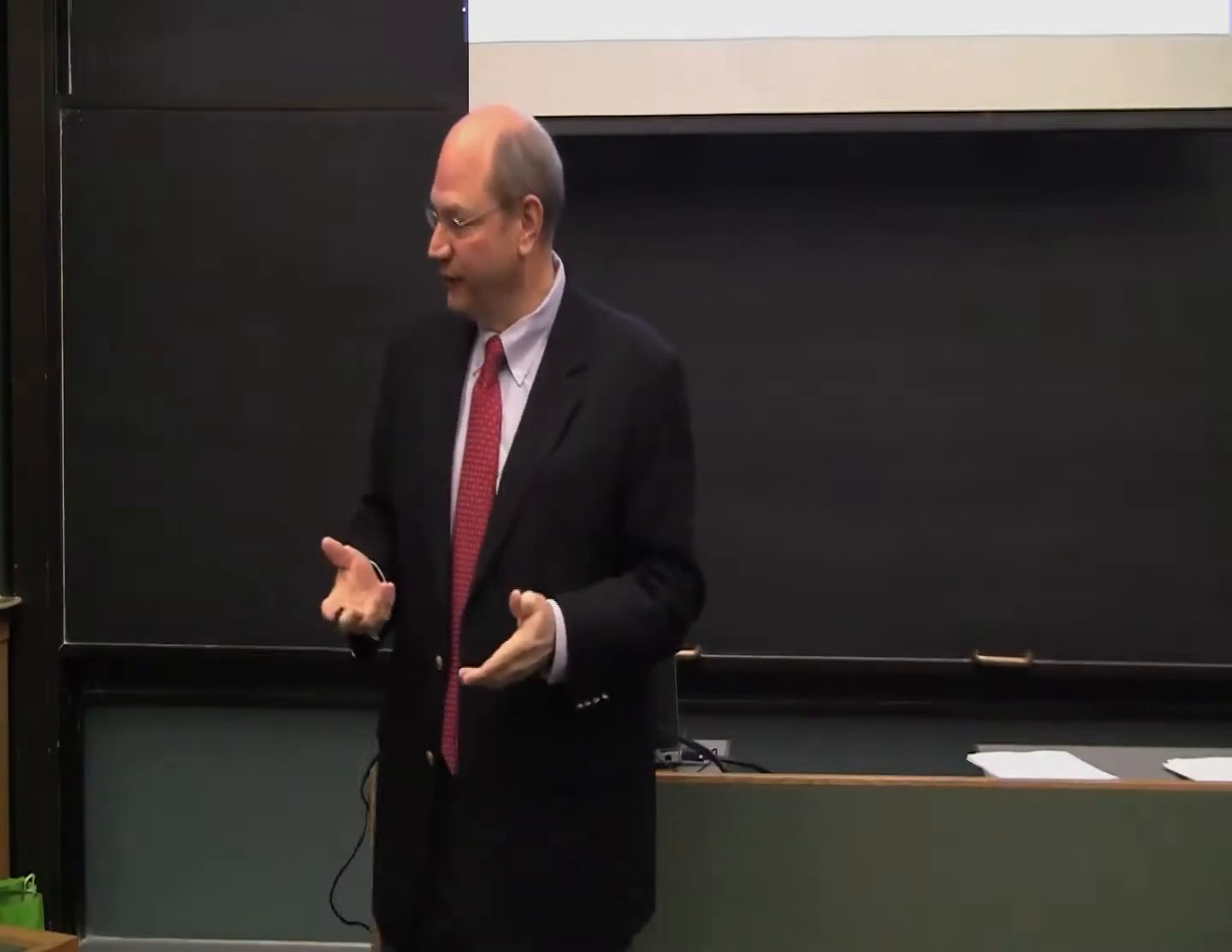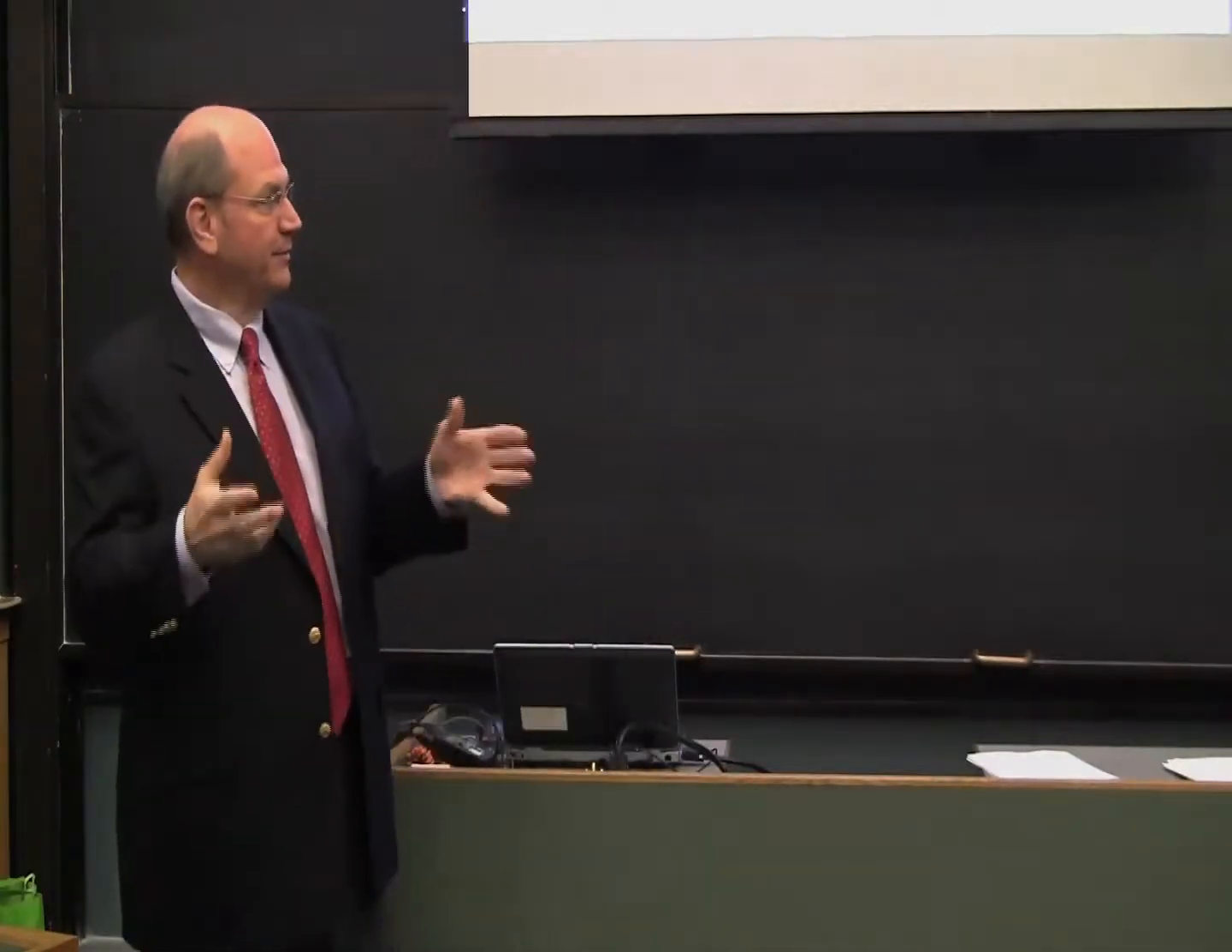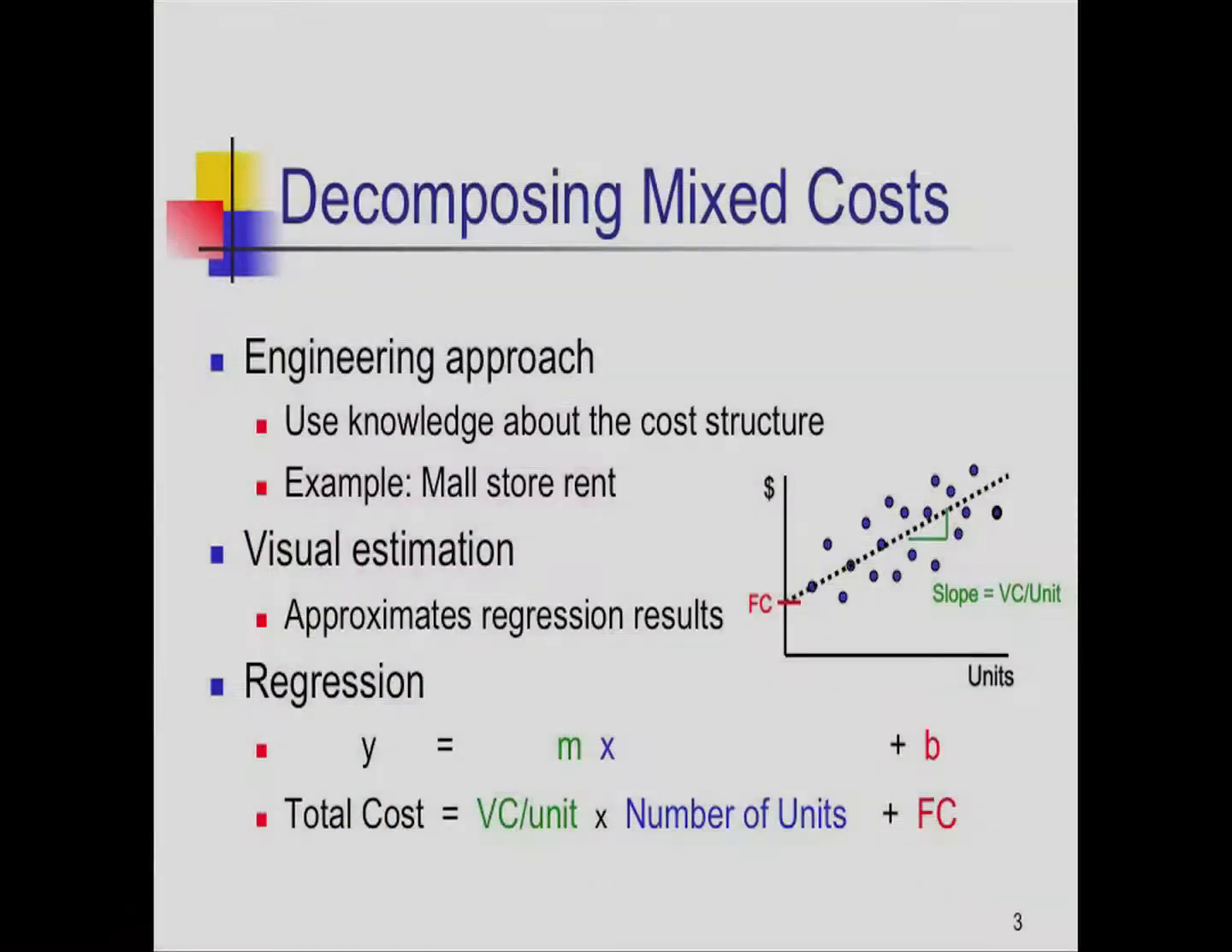And a lot of costs are fixed, like the factory rent. So what we have to do when we get one of these mixed costs is figure out some way of sorting them out. And we've got some ways of doing it. The first way is the engineering approach. Let me move that slide. And the engineering approach is where we use things that we know about the cost structure.